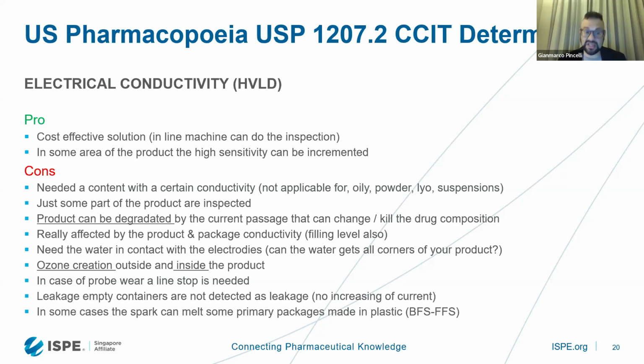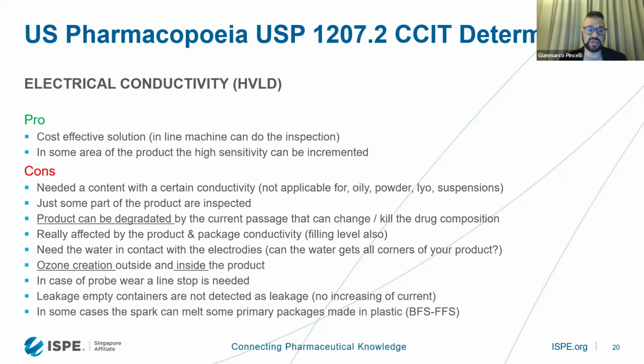For example, if you have live cells, we made one test with a customer, and we saw that HVLD with their product killed 25% of the live cells. It was a PET therapy injection. So in this case, HVLD is degrading the product. It's degrading it with the current, but it can degrade the product as well through ozone creation. Since some lightning is striking outside of the product and inside of the product, you can have ozone creation.